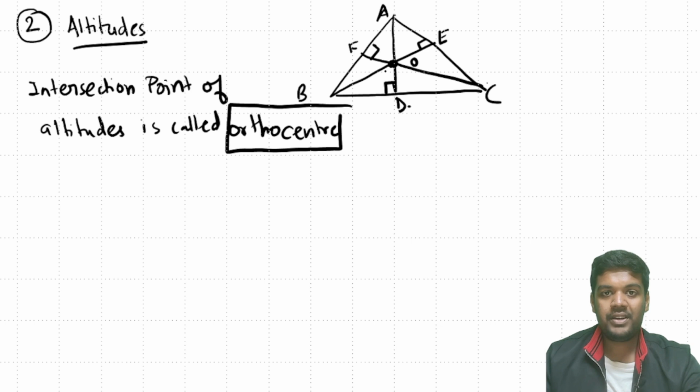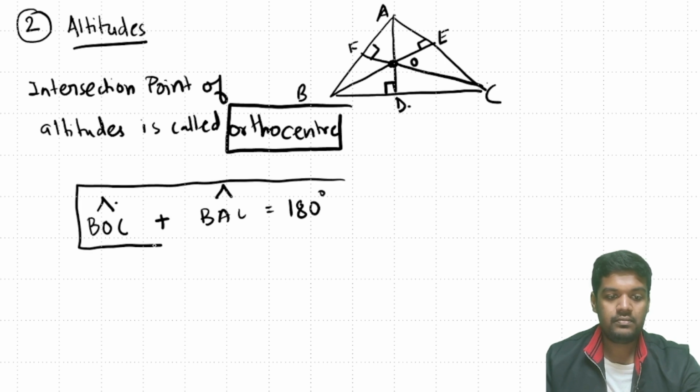There is an important property with respect to orthocentre. So in case of any altitude related sum आपको कभी भी दिया रहेगा, then always remember angle BOC plus angle BAC equals 180 degrees. मतलब angle subtended at the orthocentre plus the vertex angle are supplementary in nature, right? These two properties you should remember.